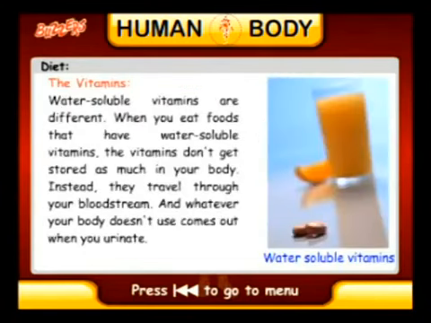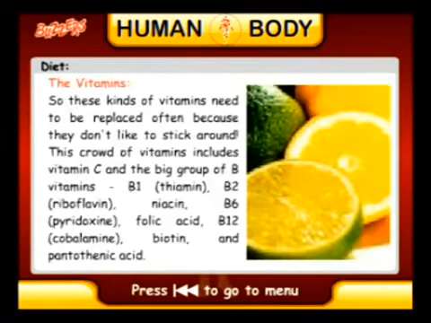Water-soluble vitamins are different. When you eat foods that have water-soluble vitamins, the vitamins don't get stored as much in your body. Instead, they travel through your bloodstream. And whatever your body doesn't use comes out when you urinate. So, these kinds of vitamins need to be replaced often because they don't like to stick around.